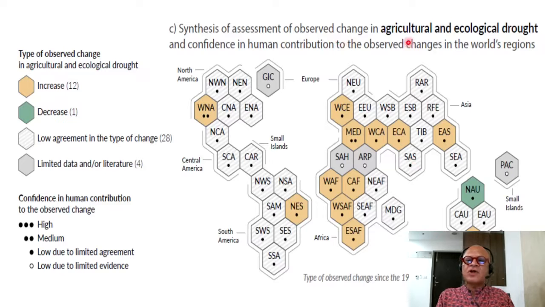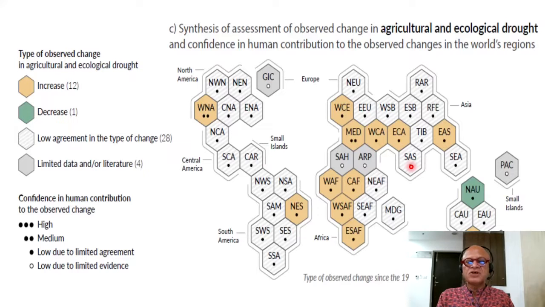This is now about agricultural and ecological droughts and confidence. Again, increase, decrease, and confidence levels here. Of course, there is meteorological drought, which is just the deficit from the expected rain, and there is ecological drought and agricultural drought that are based more on soil moisture and water availability for agriculture and impacts on ecology and so on. Again, lots of regions where agreement is low and/or data is limited or literature is limited.